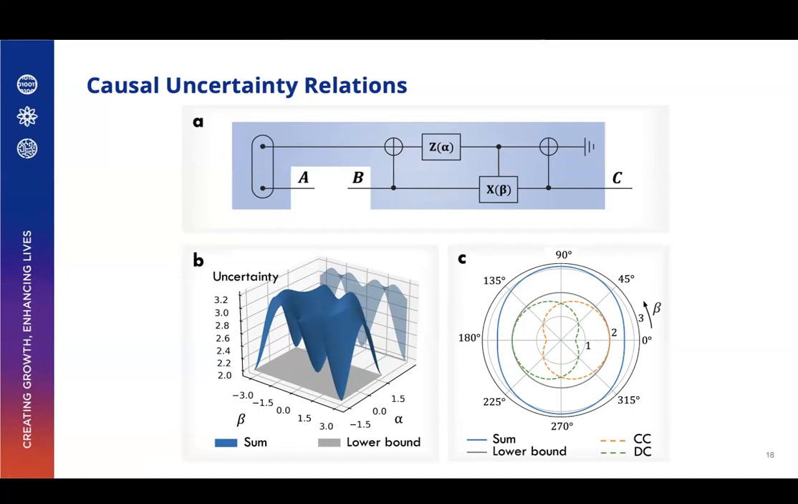We have shown the uncertainty of common cause and direct cause here, and this lower bound is also shown inside this diagram.